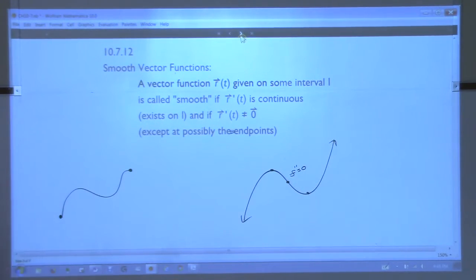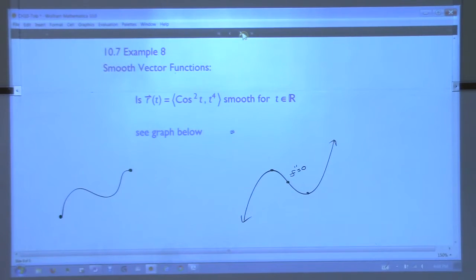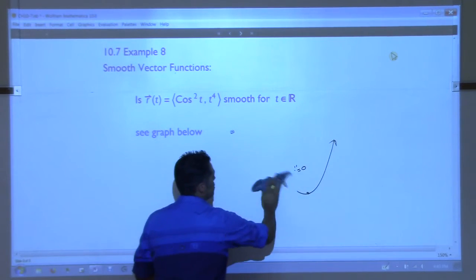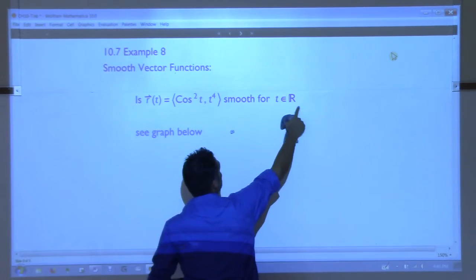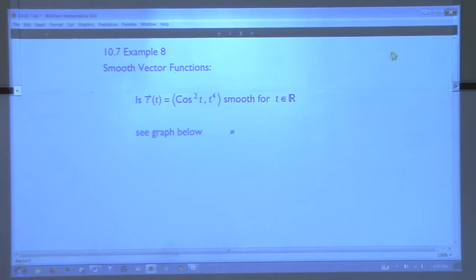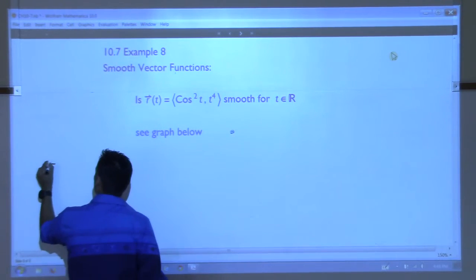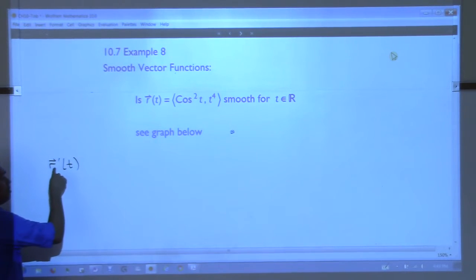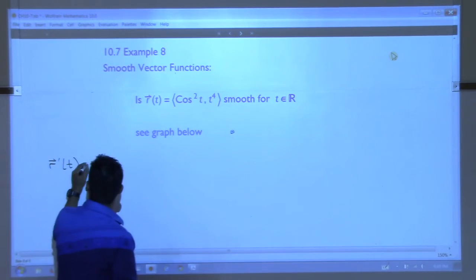So let's look at a specific example and see what's happening. Take a look at this one right here. The question is: is this vector function smooth for every t in the real number system? So what am I checking to say it's smooth or not? We're checking make sure the derivative is continuous, and make sure that the derivative is never 0. Okay, so let's take a look at the derivative first of all.